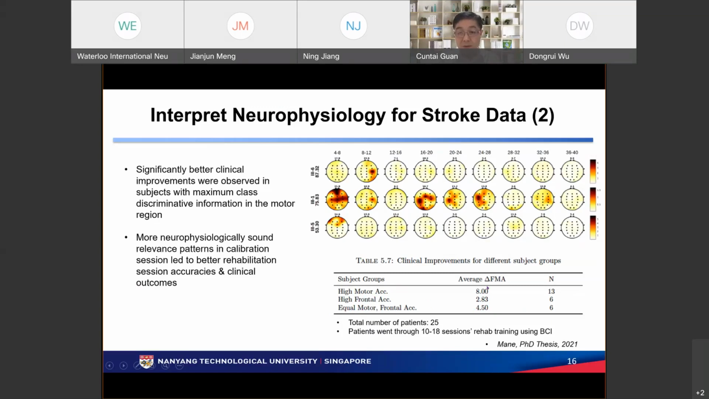From a calibration session, we can find the relevance score, and if we get a higher relevance score from a motor area, this patient will probably get a high recovery. So you can imagine the relevance score can serve as a biomarker, as a prediction or prognostic model for the patients before they go to rehabilitation.